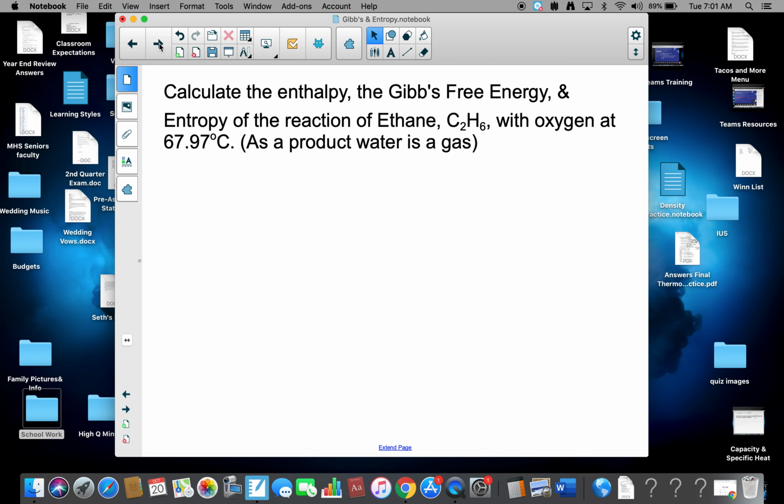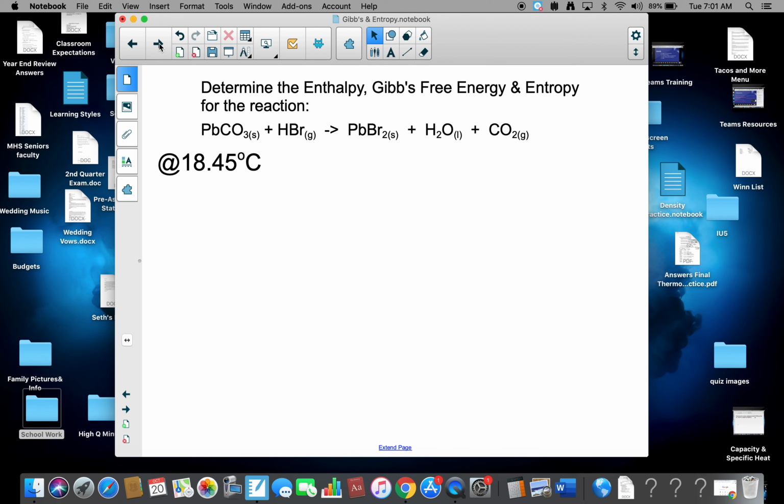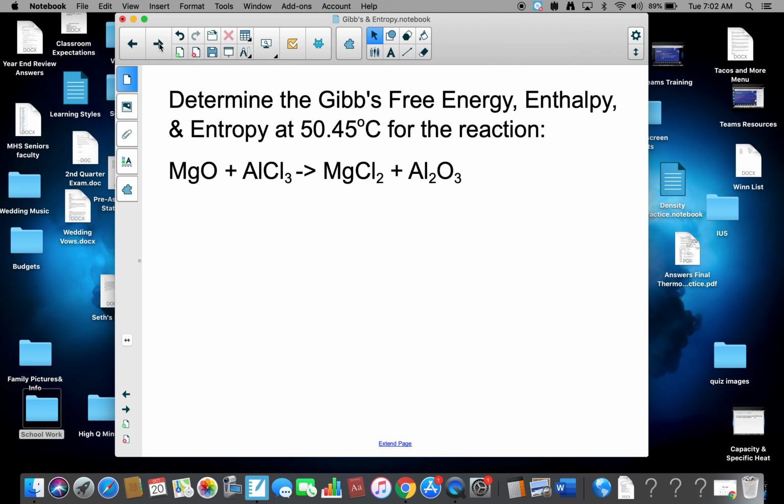Here are 3 more problems. We're going to do these in class. Calculate the enthalpy, Gibbs free energy, and entropy for the reaction of ethanol, C2H6O, with oxygen at 67.97 degrees Celsius, as the product water is a gas. And then determine the enthalpy and Gibbs free energy for the reaction PbCO3 plus HBr gas yielding PbBr2 plus H2O liquid and carbon dioxide as gas at 18.45 degrees Celsius. And lastly, determine the Gibbs free energy, enthalpy, and entropy at 50.45 degrees Celsius for the reaction MgO plus AlCl3 gives MgCl2 plus Al2O3.